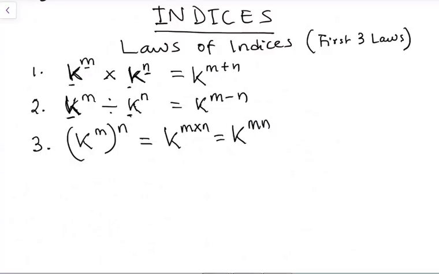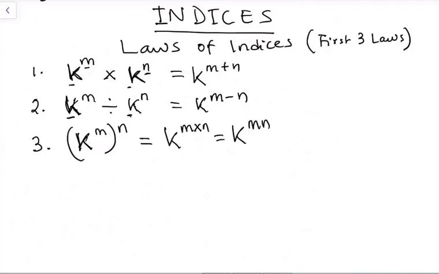In the third instance, we have k raised to power m, in brackets, and then raised to power n. So in this instance, we are going to multiply the indices, m multiplied by n, and k raised to power m times n equals k raised to power mn.